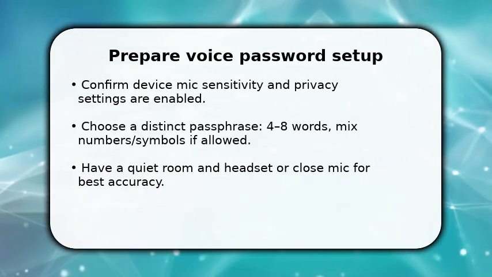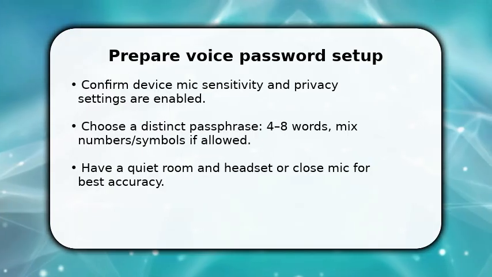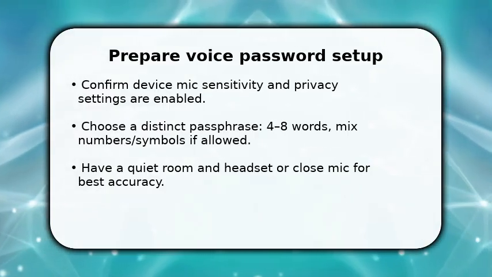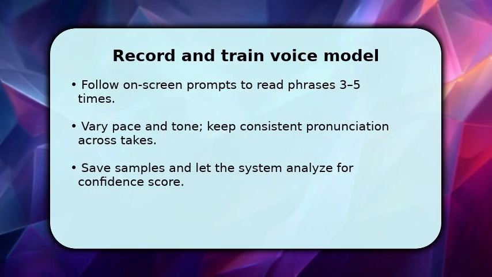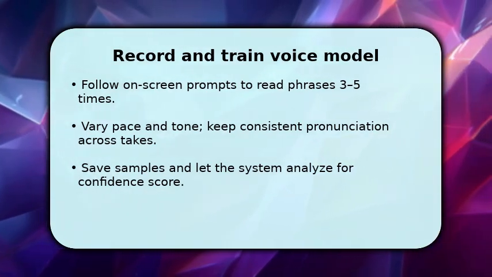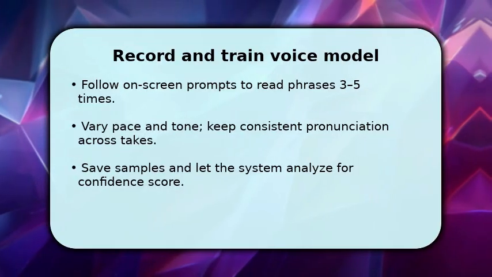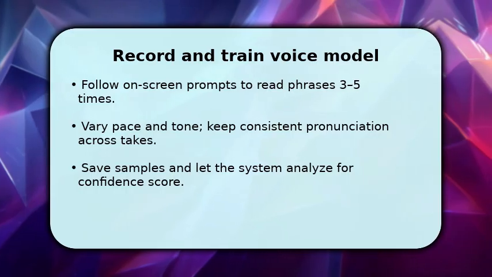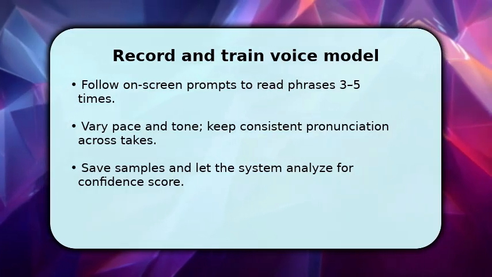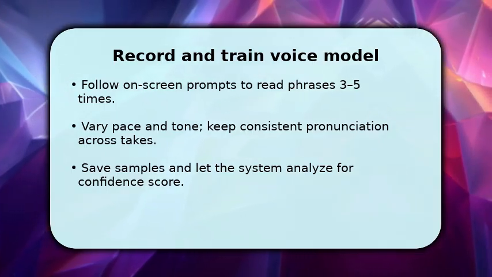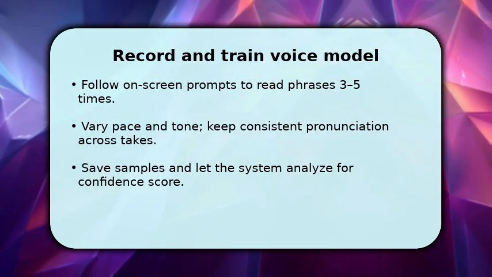Once done, find a quiet room and use a headset or position the mic close to reduce background noise for cleaner training. Now you record samples to build the voice model and improve matching. Start the guided enrollment and read each prompted phrase 3 to 5 times, varying your tones slightly so the algorithm learns natural variation. Don't whisper or shout. Make sure you maintain the same pronunciation across takes to reduce false rejects.